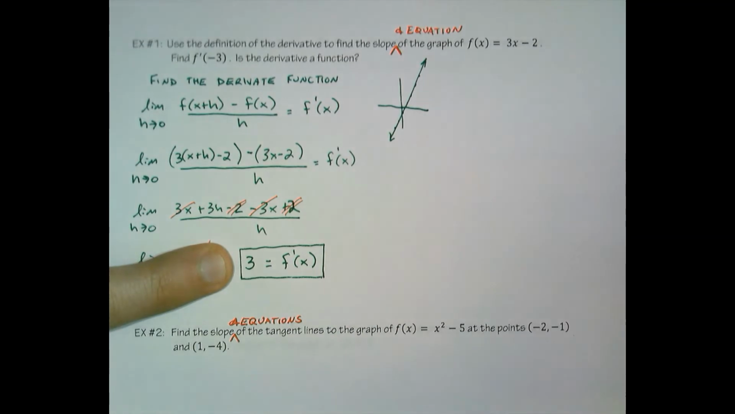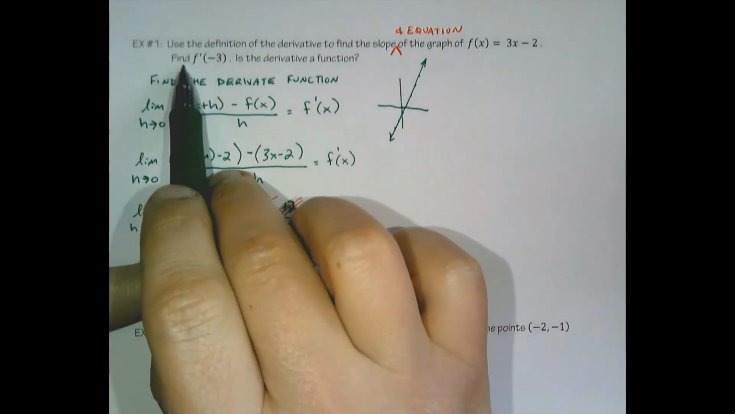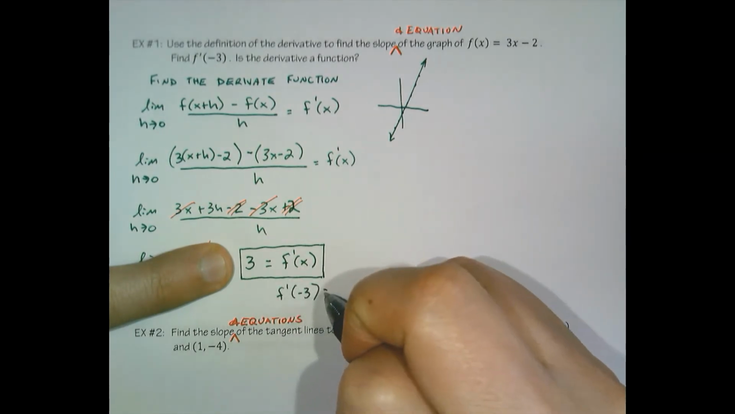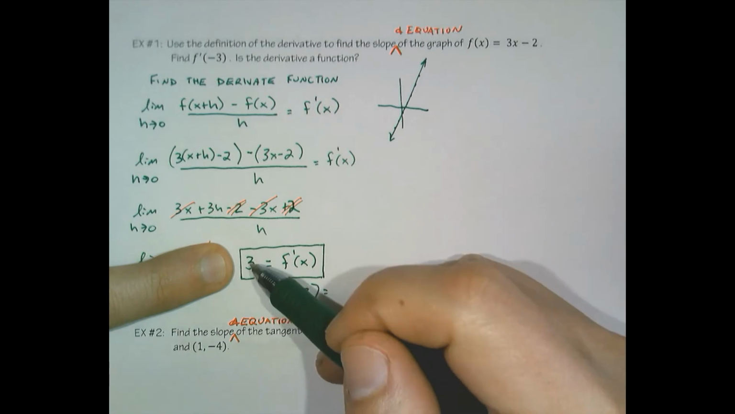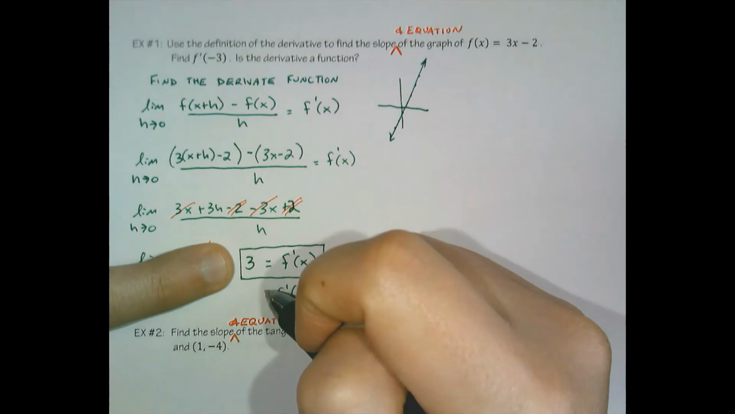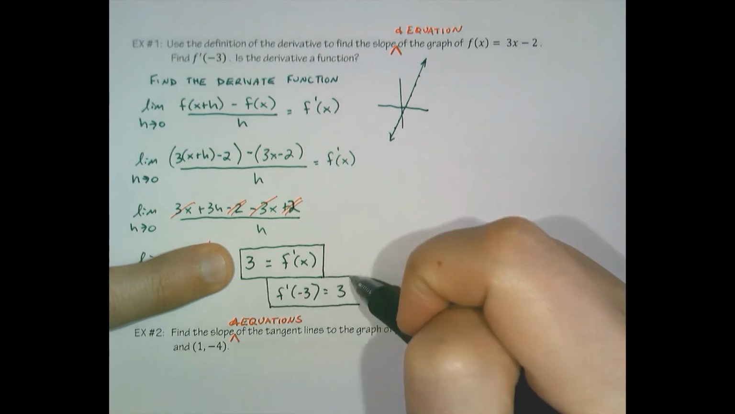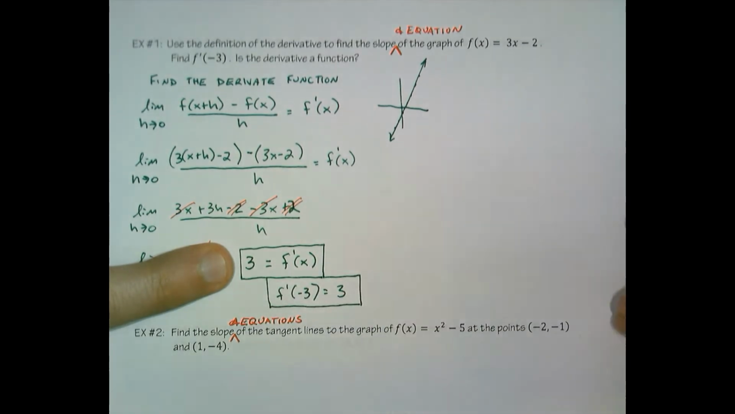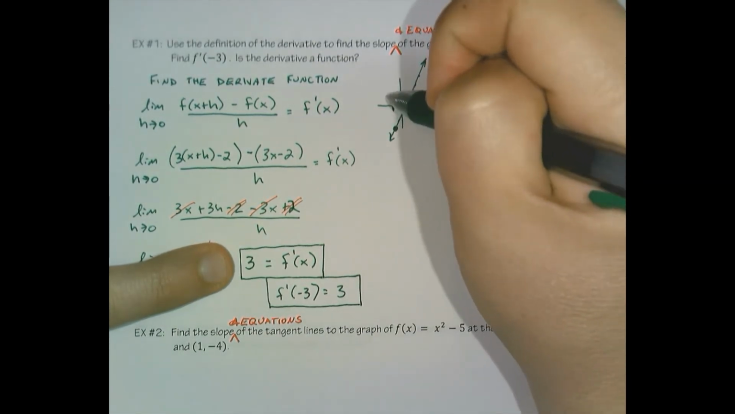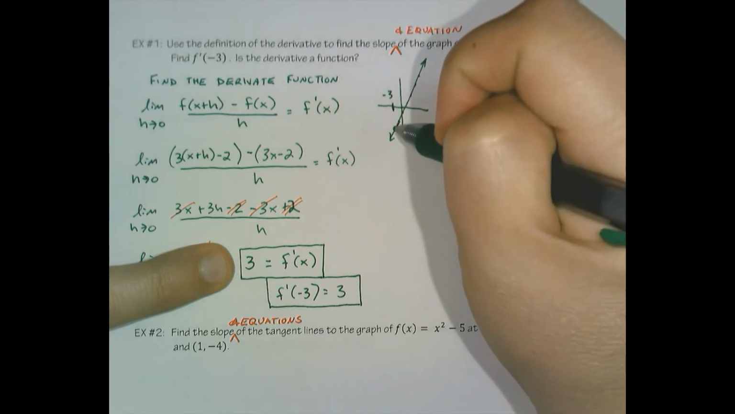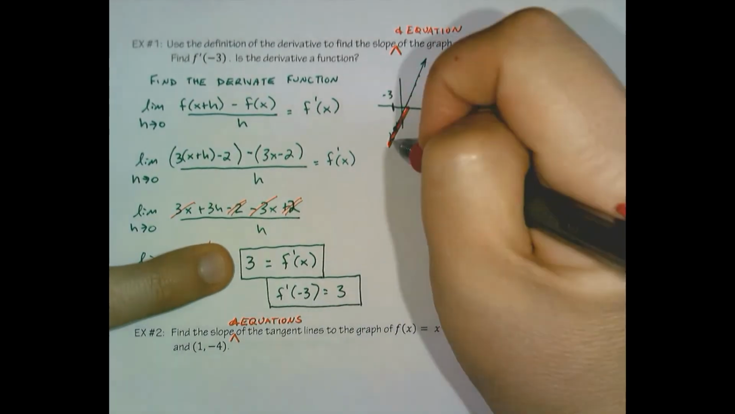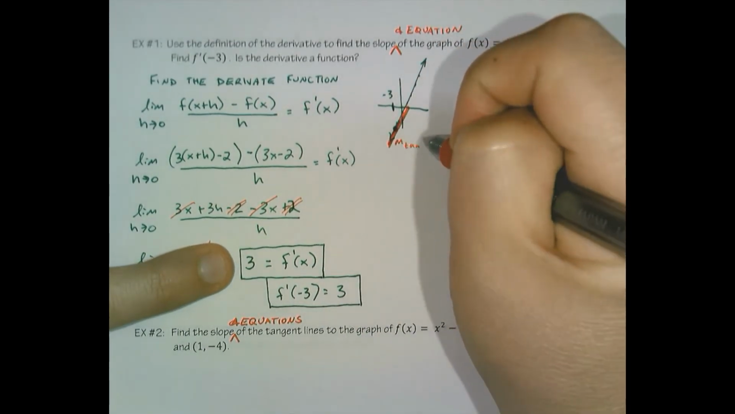Okay. So now they're asking, find the slope at -3. Well, what is f prime of -3? And we know the slope is always going to be 3. So f prime of -3 is 3. F prime of anything is 3. So what this is saying is down here at -3, the slope of that tangent line is 3. M tan is 3.